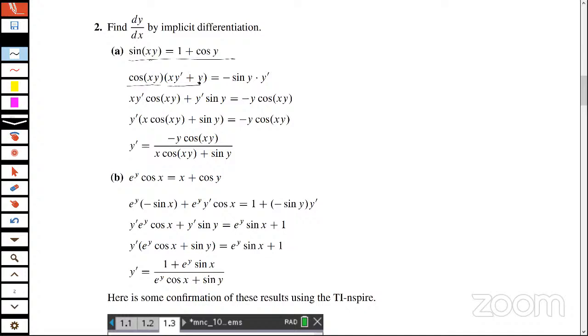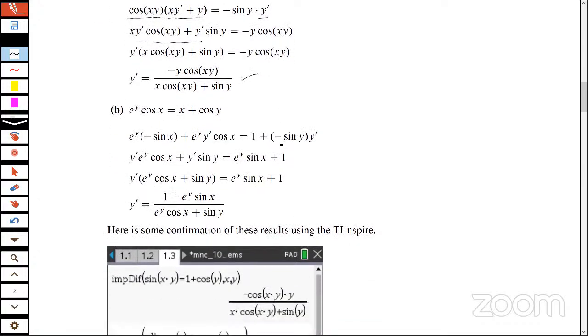On the right-hand side, the derivative of 1 is 0. The derivative of the cosine is minus the sine of y, times the derivative of the inner function. That's the hard part. The rest here is just a little bit of algebra. Collect all the terms with y prime on the left-hand side, do a little bit of factoring. There's my solution.